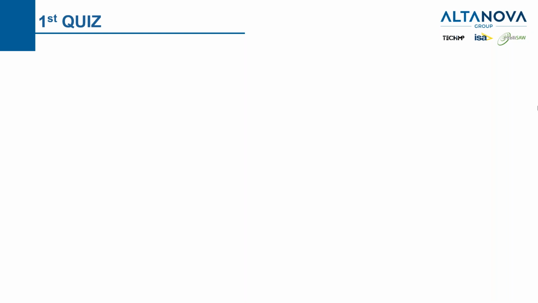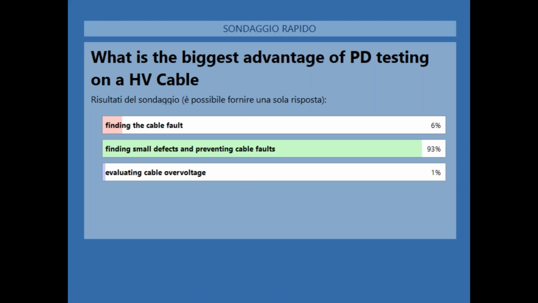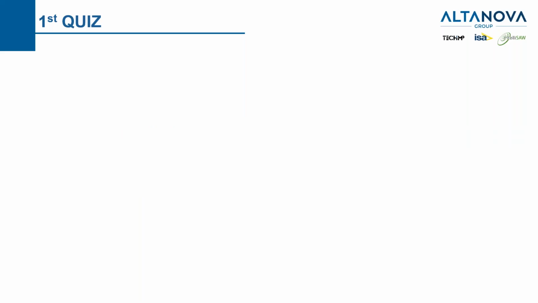We have here 93% got it right, and the correct answer is, let's share the results: finding small defects and preventing cable faults. Yes, you could find a cable fault also with PD, but that was not the intention of this question. The intention was what is the biggest advantage, and 1% said evaluating cable over voltage. So thank you for this interaction. Now I'm giving you back into the capable hands of Lorenzo.